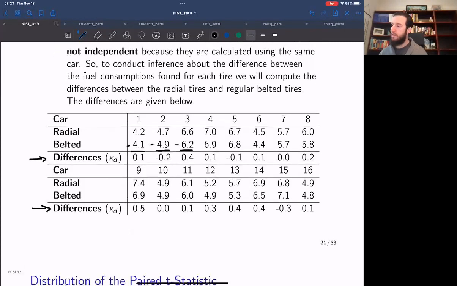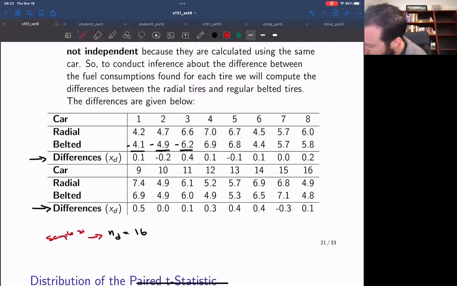So what we've created is a set of 16 differences. And we usually refer to these as little nd. So the number of differences or the sample size of the differences. Right? And of course, this is always going to be the same as the normal sample size, because for each observation, we're just creating one difference.